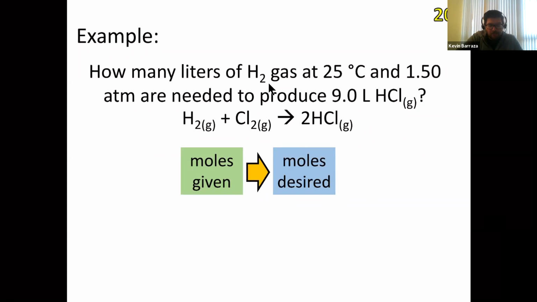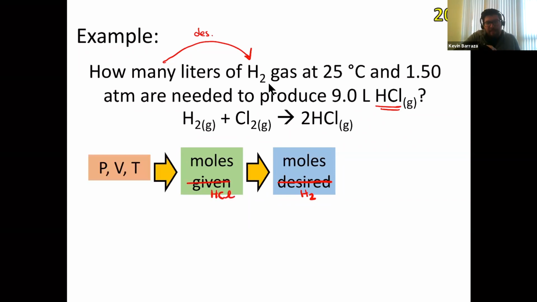My H2. So that means since the how much or how many goes with the H2, that's what we're looking for. H2. So, desire. What am I given? I'm given information about HCl. So my plan starts to come to fruition. I have a pressure, I have a volume, and I have a temperature of HCl.